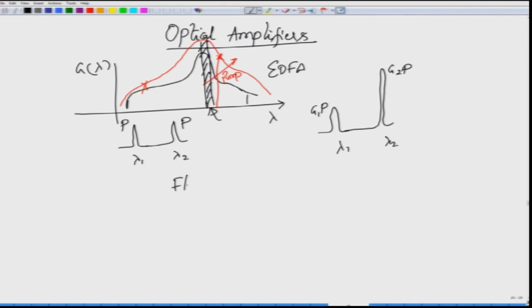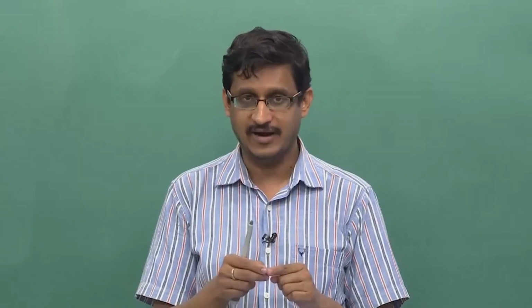One solution would be to replace the silica fiber with a different fiber, such as a fluoride fiber. There are solutions available with this, but these are not widely used. Rather, we use what is called a long period grating. If you remember the discussion on optical devices, a long period grating was a device which coupled the modes of the core and the cladding.